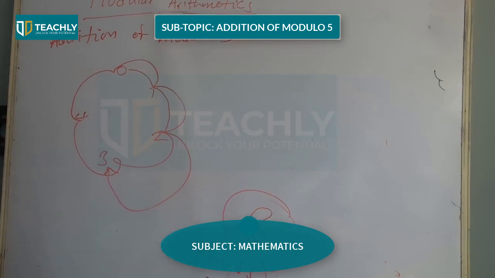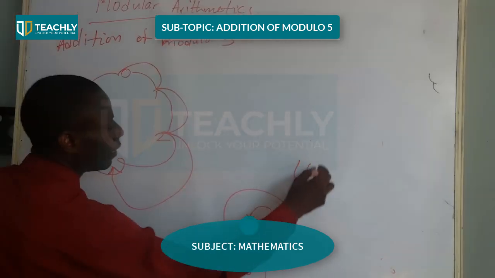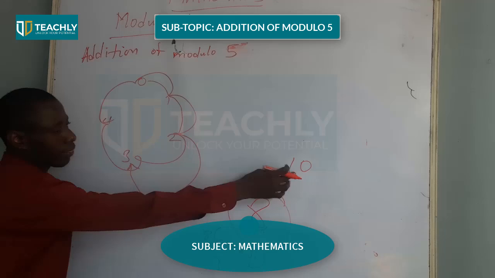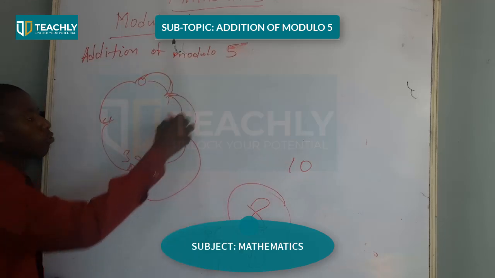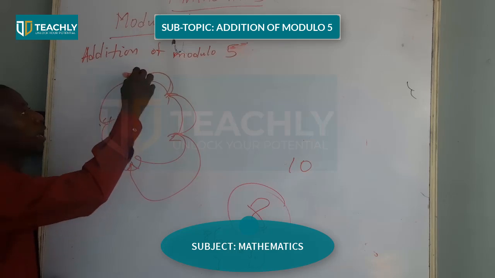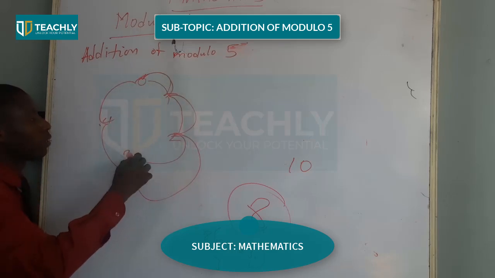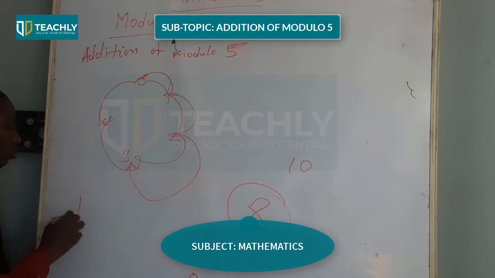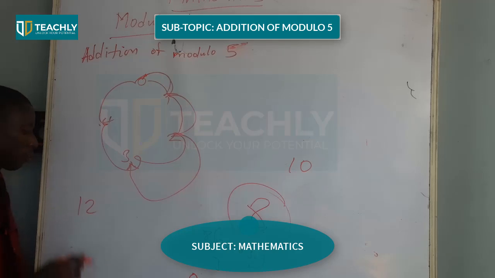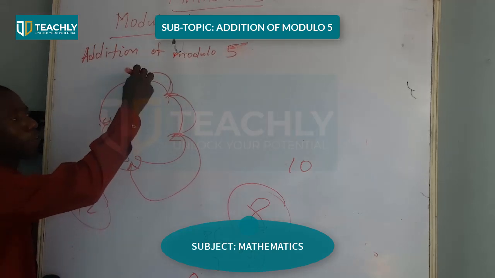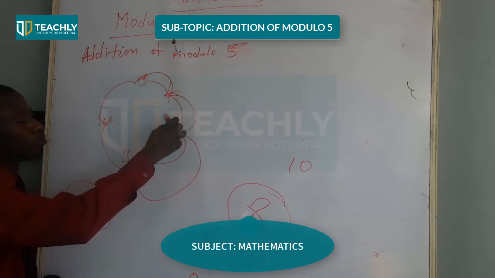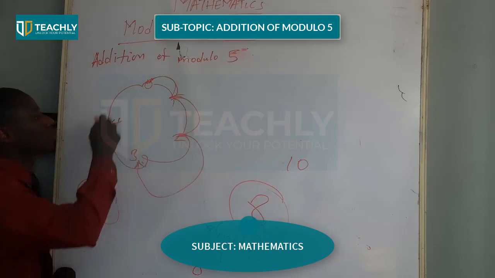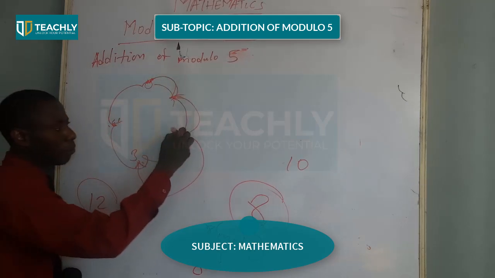So if somebody is saying you should get 10 in modulo 5, that means you move around. Let's count. Start from here: 1, 2, 3, 4, 5, 6, 7, 8, 9, 10. That means 10 in modulo 5 will give you 0. If somebody is saying 12 in modulo 5, what is it going to give you? Let's move around 12. You start from 0: 1, 2, 3, 4, 5, 6, 7, 8, 9, 10, 11. That means your answer will be 2.